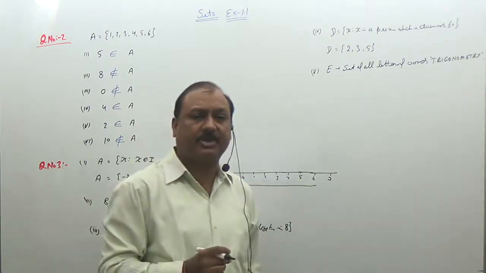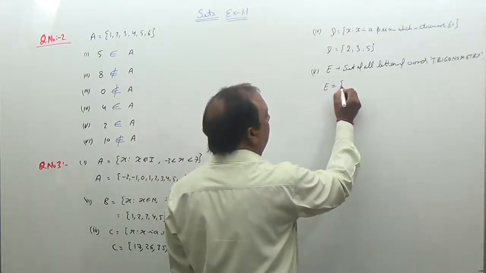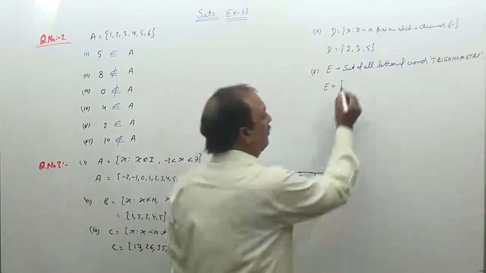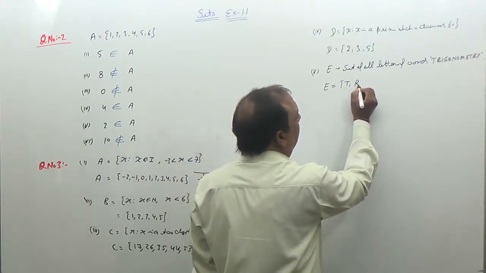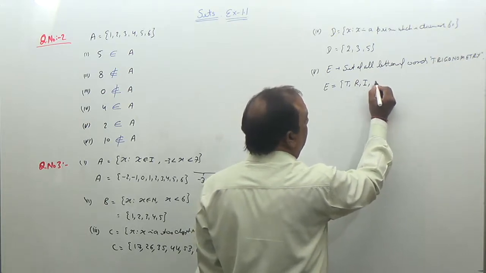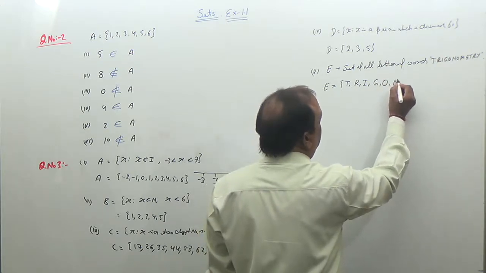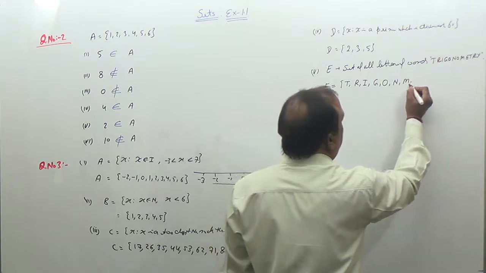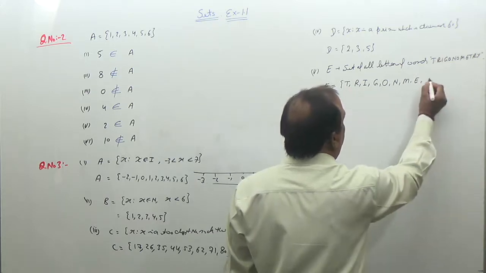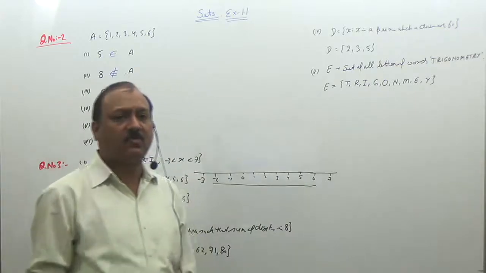E is the set which contains all letters of the word trigonometry, and we want to write down this set in the roster form. So we want to write down each letter of the word trigonometry. So first letter is T, second letter is R, third letter is I, fourth letter is G, next letter is O, next letter is N, next letter is M, next letter is E, and T we have already taken, R has also already come, and Y. So this is the set of the letters of the word trigonometry.